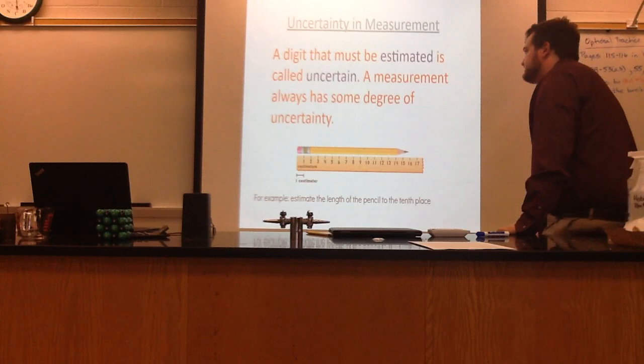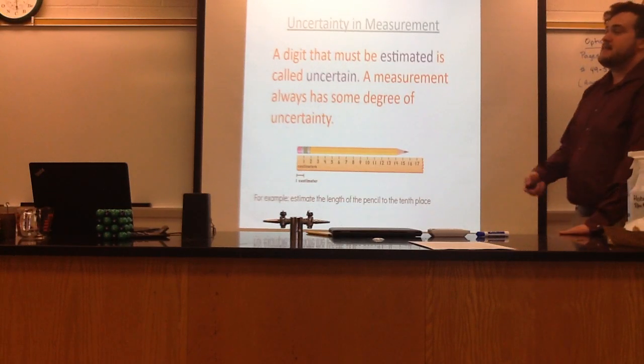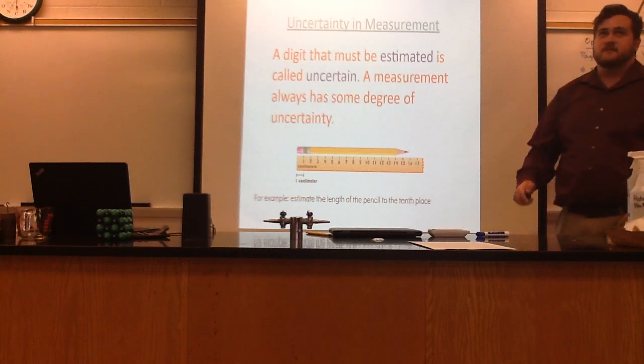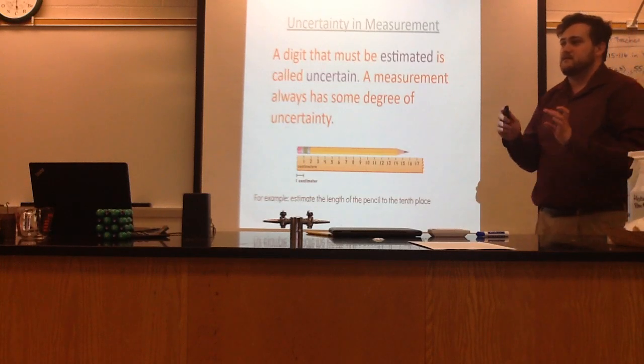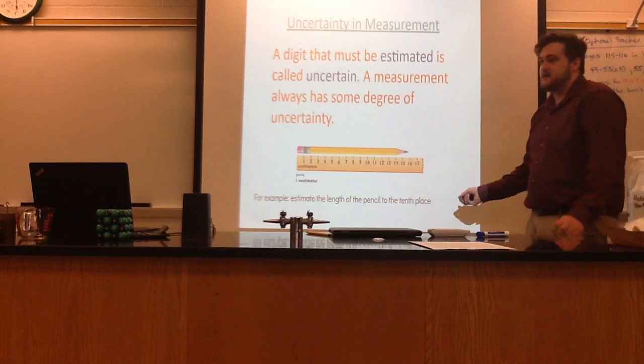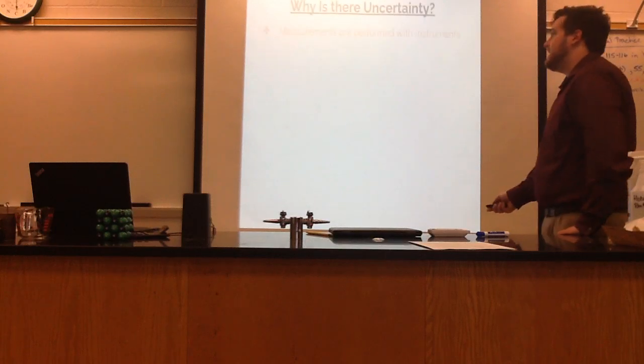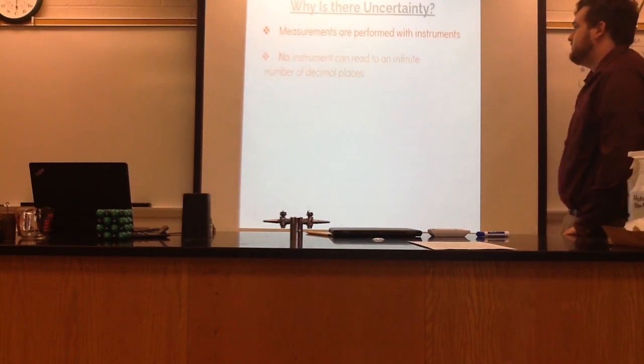Kind of already talked about this. This must be estimated. It's called uncertain. Measurement always has some degree of uncertainty, like we mentioned before. I'm uncertain about that tenth digit, but that's the only bit that I can be uncertain of. I can't be uncertain to the hundredth of a milliliter or thousandth of a milliliter, only that tenth. So why is there uncertainty? Measurements are performed with instruments.